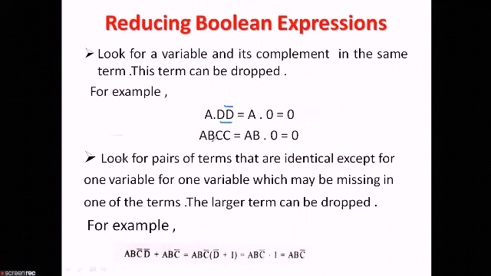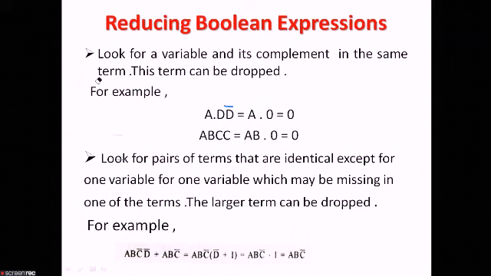Again, similarly here, if there is a bar here, so a dot b dot c bar, this whole term is equal to 0. So this is ab dot 0, so it will be equal to 0. So these are the things by which we can reduce the Boolean expressions.